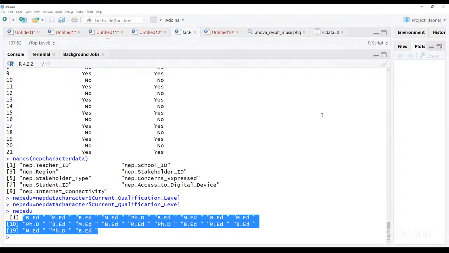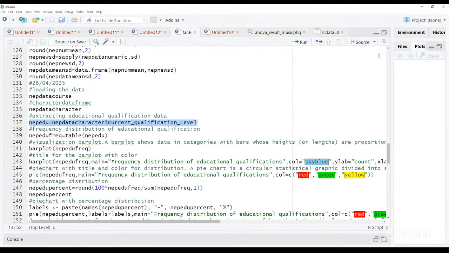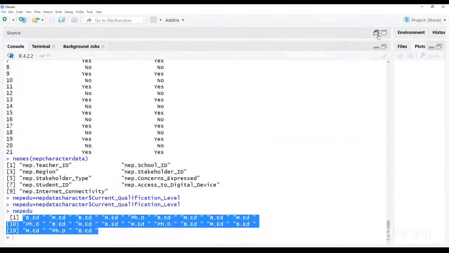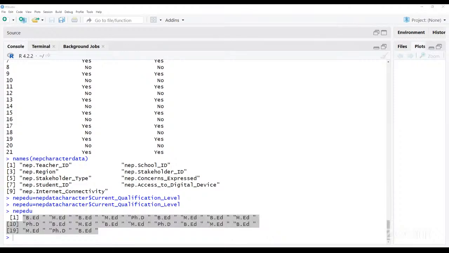Just a minute, I'm not done. Not done, Manula. What happened? I think I have made some mistakes somewhere. Some mistakes are there.